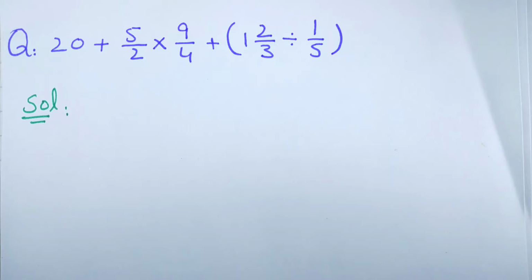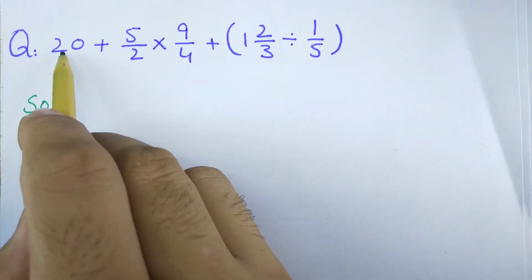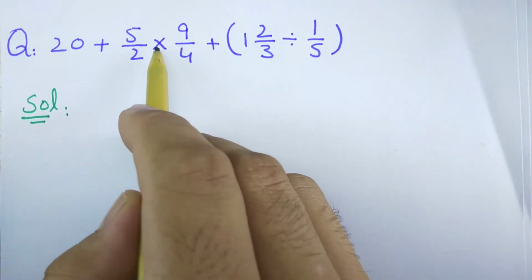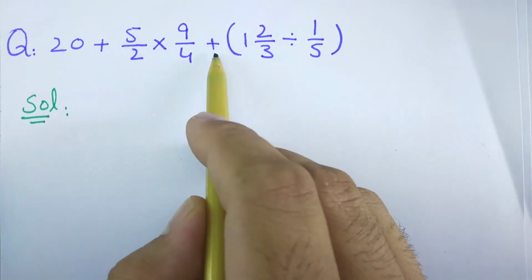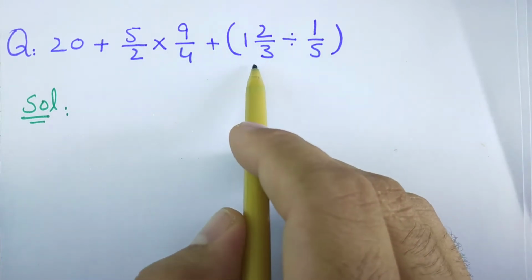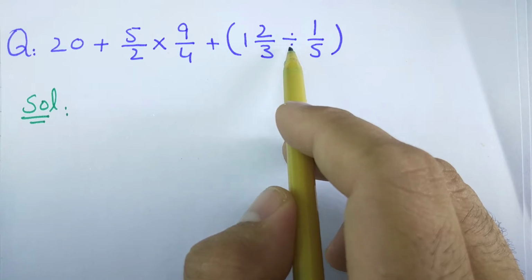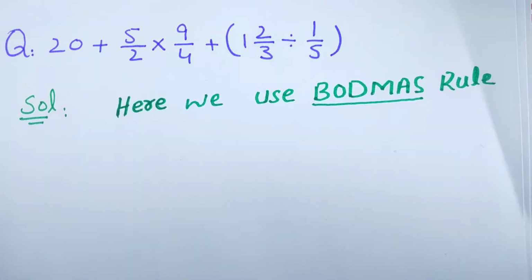Hello friends, today's question is (20 + 5/2) multiplied by (9/4 + 1 whole 2/3) divided by 1/5. Here we use the BODMAS rule.